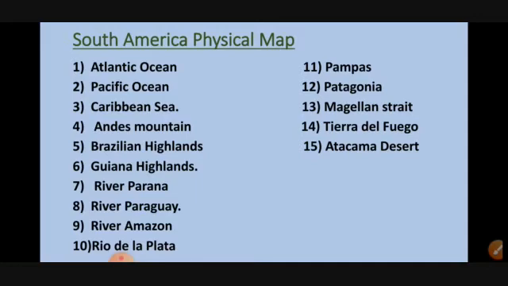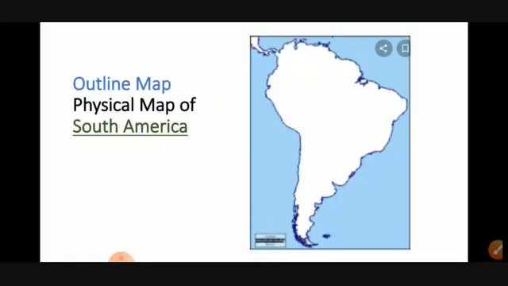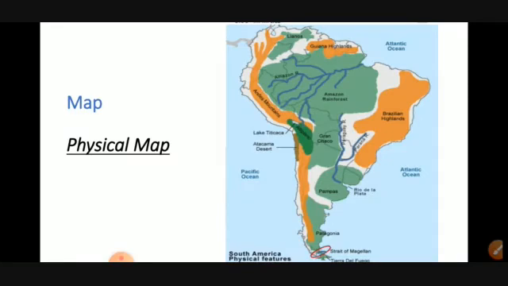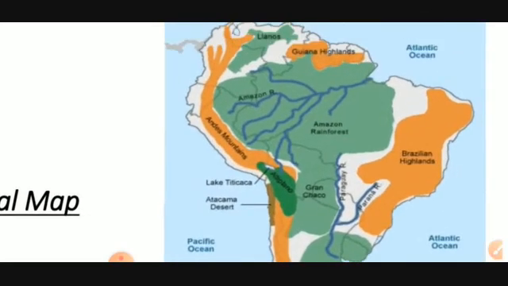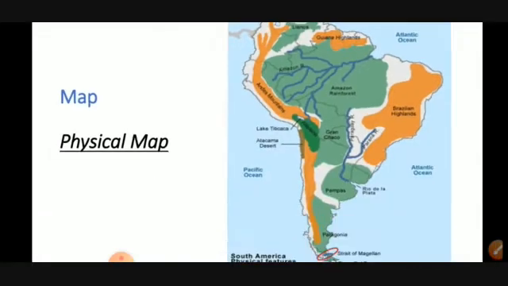Now let's see the outline physical map of South America. This is the outline physical map of South America. You can use the same type of map for marking South America. Here we start the map marking. This is a physical map, and the places are given. We will start with the Andes Mountain.